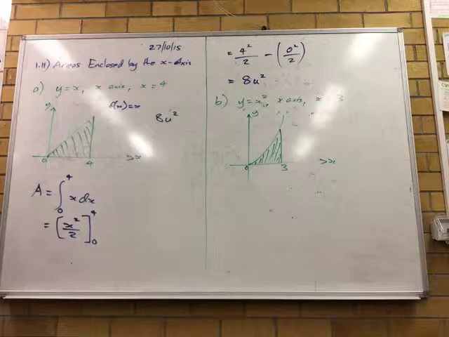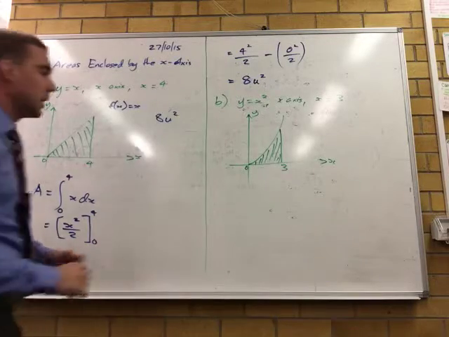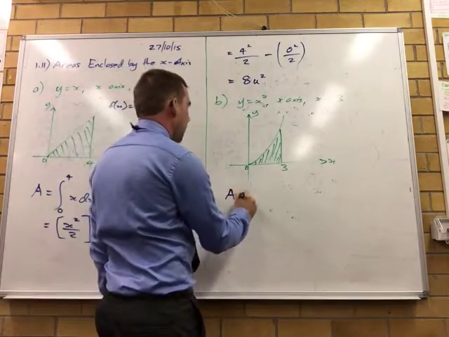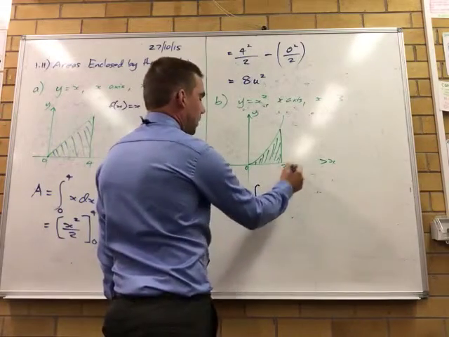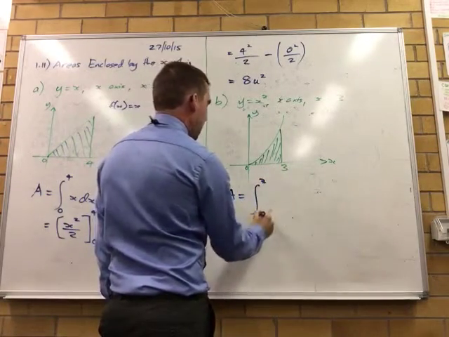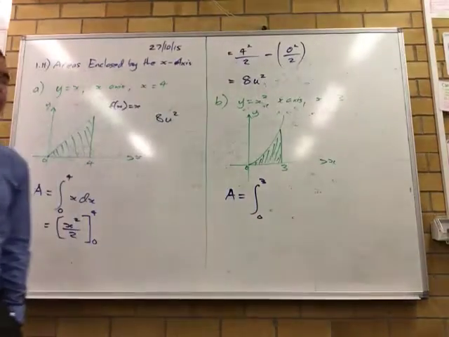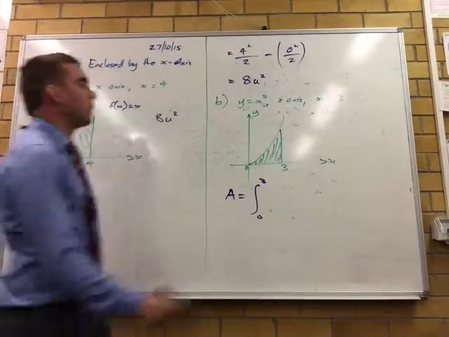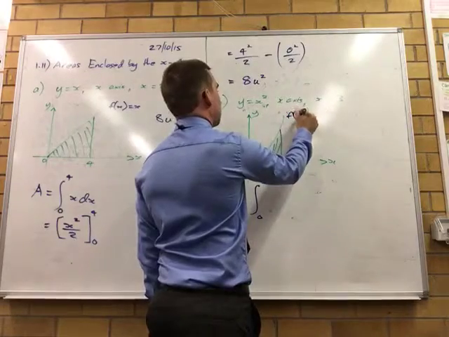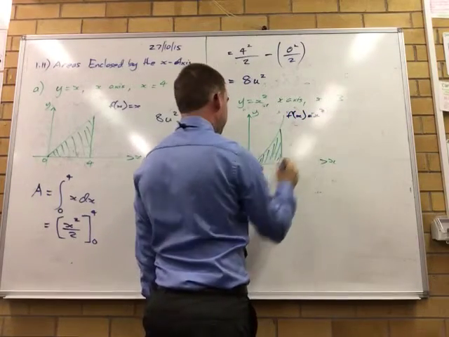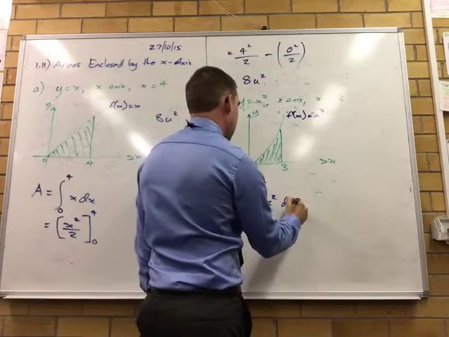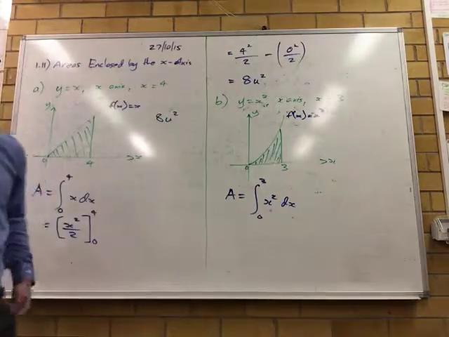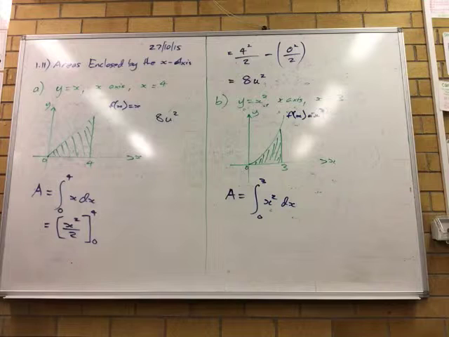Okay, it won't tell you to set up an integral, so you need to know that you need to set up an integral to find the area. So capital A for area is equal to the integral from the highest bound point to the lowest bound point of the function. So this is f of x, which is x squared. And then dx you need to write at the end because you're integrating with respect to x.